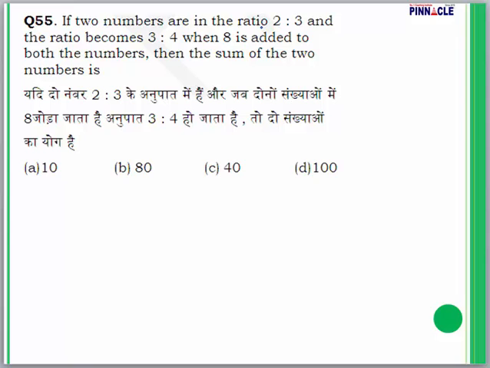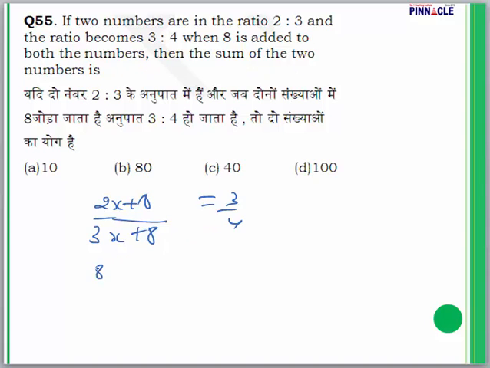If two numbers are in the ratio 2 is to 3, and the ratio becomes 3 is to 4 when 8 is added to both the numbers, means 2x and 3x, and the ratio becomes 3 by 4 when 8 is added to both the numbers. Then the sum of the two numbers initially we have to tell.